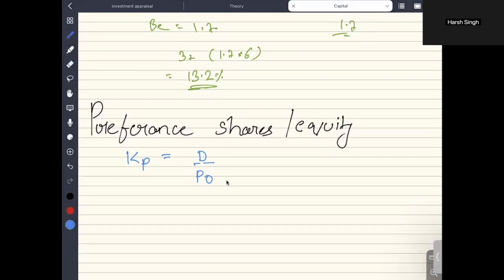KP is the cost of preference. That's the formula, nothing big. Yeah, and I'll just write it down if I want to remember.